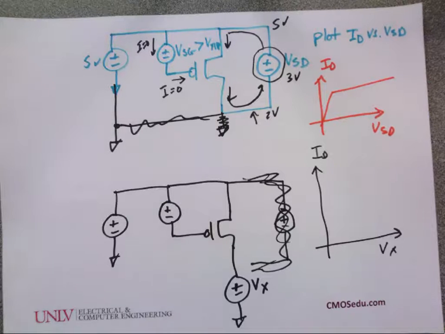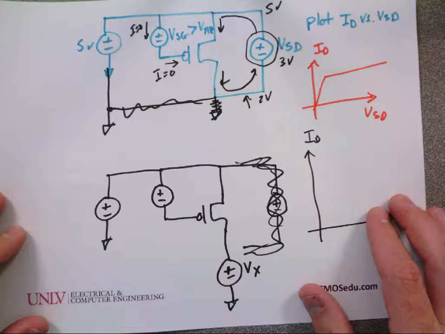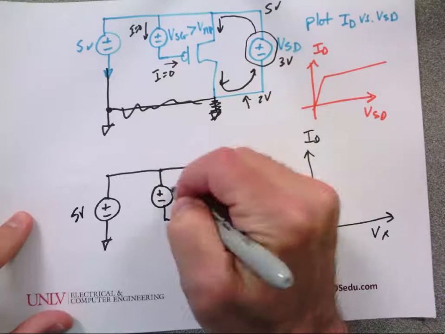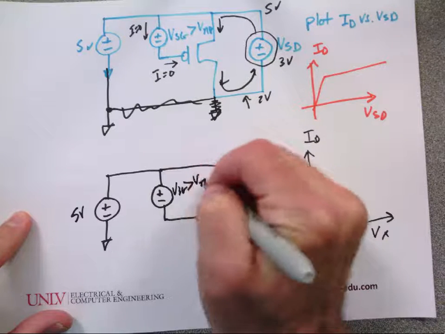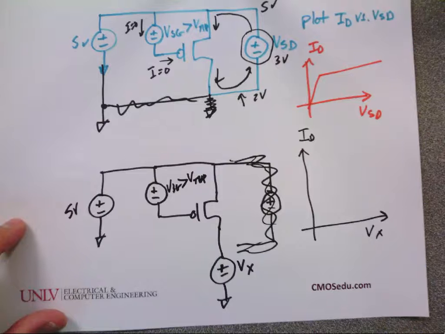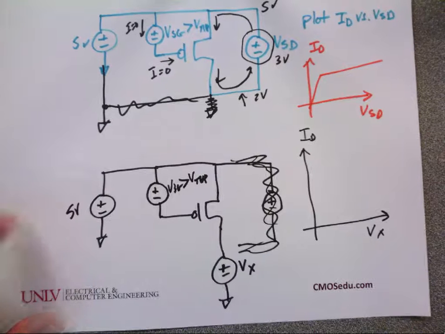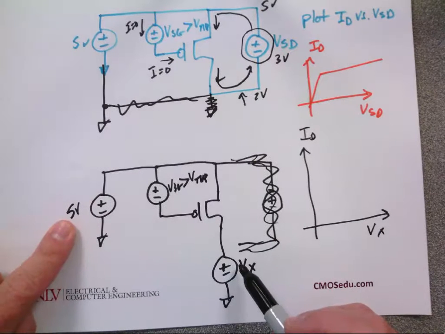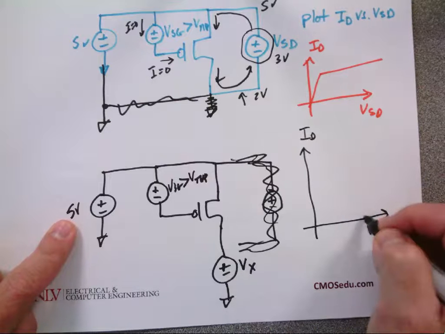Okay, here's how you approach the problem. You go for the simple stuff first. What's the simplest thing I know about Vx? Let's say this is 5 volts again. This is VSG greater than the threshold voltage. What's the simplest thing I know? No, simpler. When Vx is 5, no current at Vx equal 5.